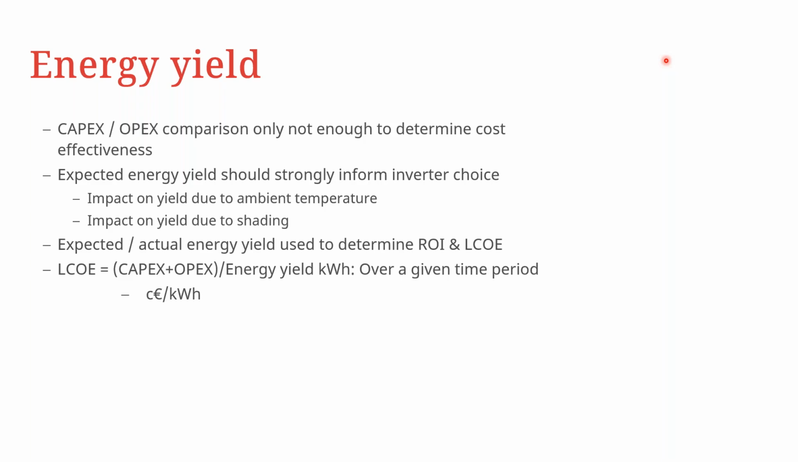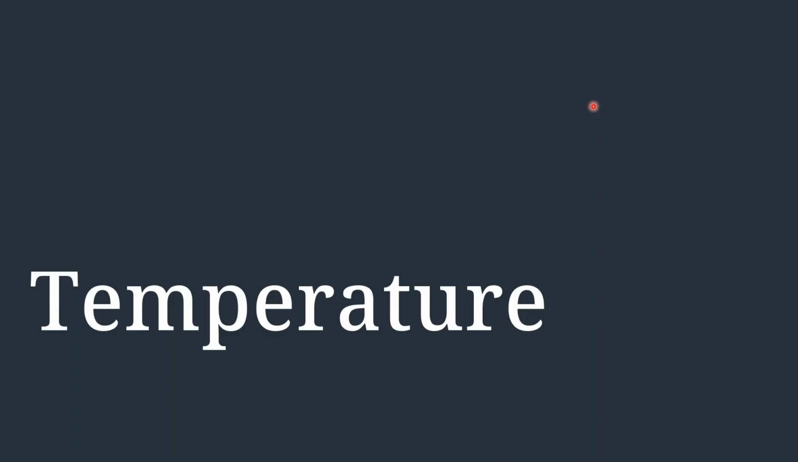So the expected or the actual energy yield is what you have to use to determine the ROI or the levelized cost of energy. If you want to calculate the levelized cost of energy, this would be given by the sum of the initial expenses, which is the CAPEX, plus the operating expenses, divided by the energy yield in kilowatt hours over a given period of time. And this would give you a unit cost in whichever currency per kilowatt hour. And this would be your levelized cost of energy for this particular installation.